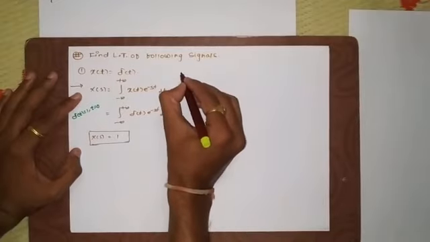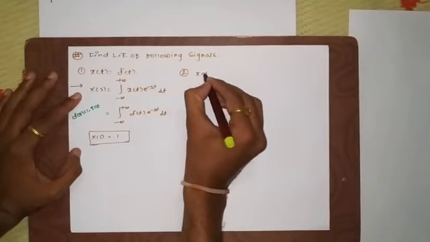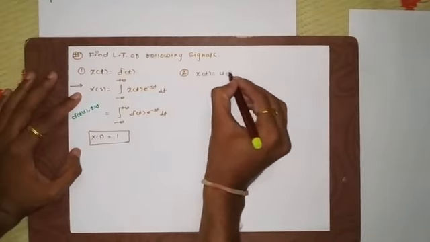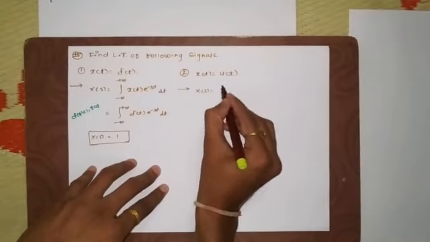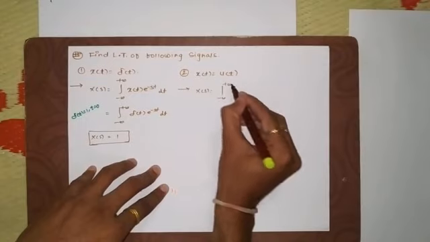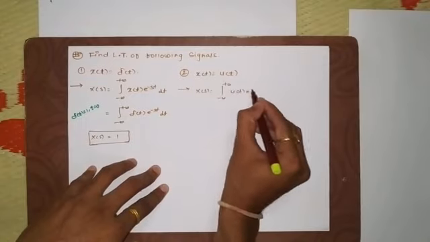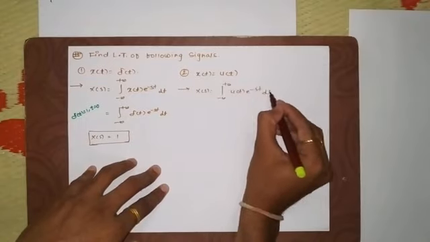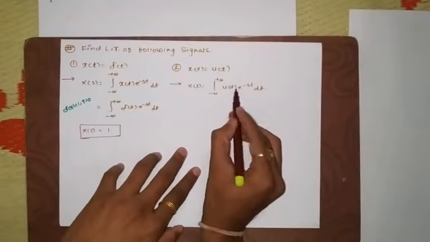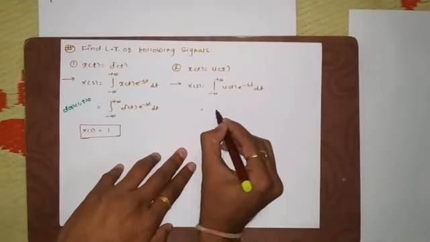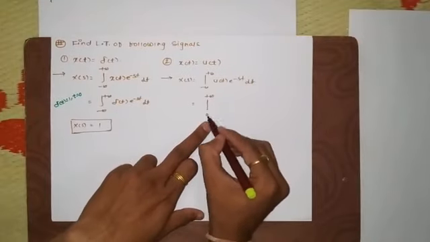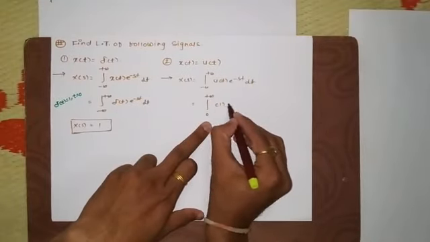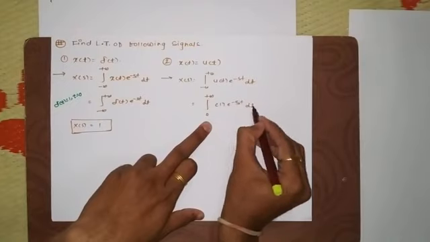Now let us consider the second example. X of t is equal to u of t, that is unit step signal. So we'll get X(s) is equal to integration. Now I'm simply writing u of t e to the power minus st into dt. Now whenever we find u of t, unit step signal, the limit will change from 0 to plus infinity because it exists for those values, 1 into e to the power minus st dt.